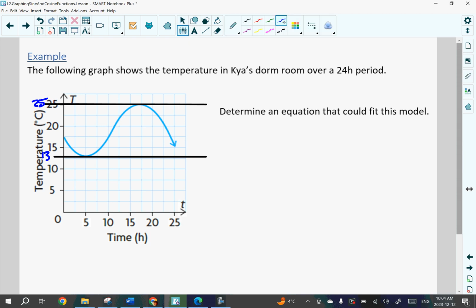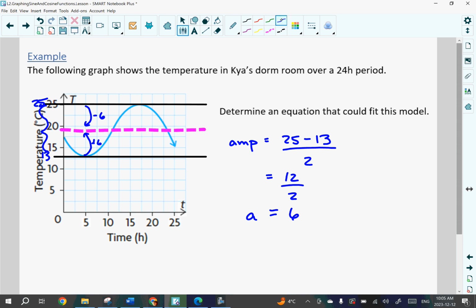So if I want to know what my amplitude is, it's basically the difference of those two values divided by 2 because it's halfway. So amp is going to be 25 minus 13 divided by 2. 25, 15, 14, 13, 12. 12 over 2, which is 6. So our amplitude is 6, so our A value is 6. That means from 13, we're going up 6, and from 25, we're going down 6 to find out where our amp line is.